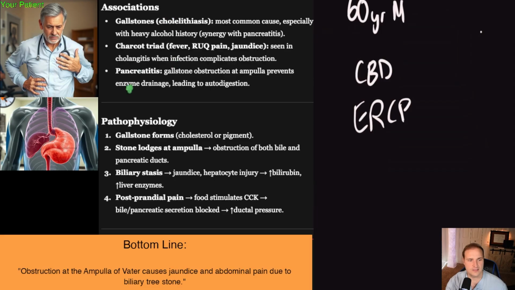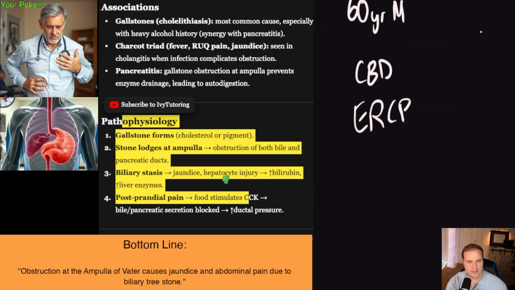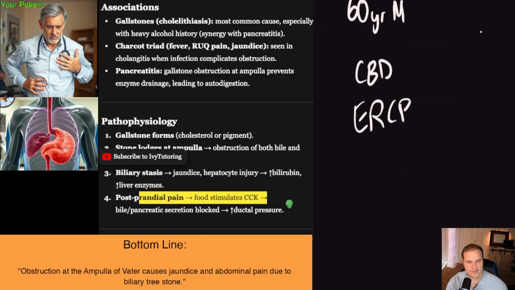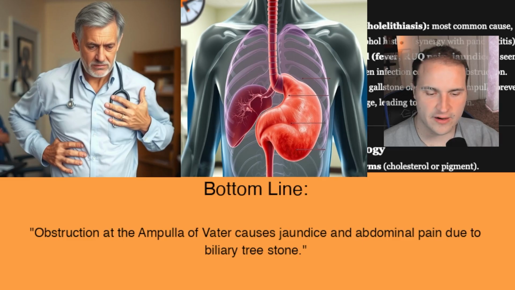All right, so there are the associations and the pathophysiology. The gallstone formation, it lodges in the ampulla. You get biliary stasis, jaundice, hepatocyte injury, elevated bilirubin, and liver enzymes. So the obstruction at our answer choices causes the jaundice and abdominal pain due to the biliary tree stone.